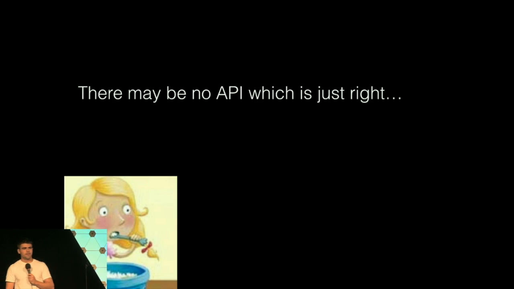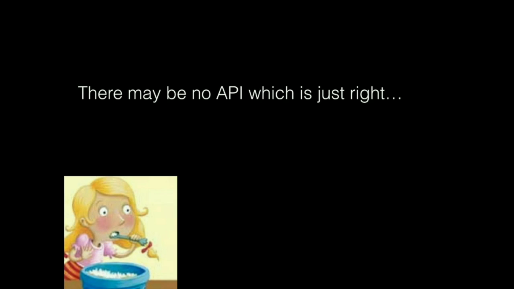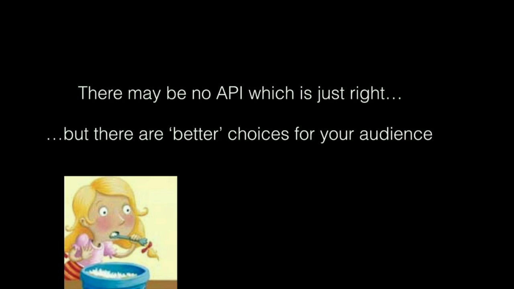So in closing, a handful of thoughts. At the end of the day, there's kind of no API which feels just right. But there are better choices for what to use depending on what your audience is. And it's worth, as you're designing the API, to just be upfront with who your audience is. Maybe it's cutting-edge developers. Maybe it's enterprise folks who are working in Java.